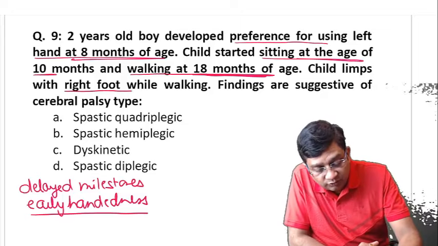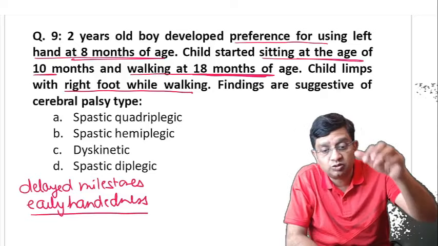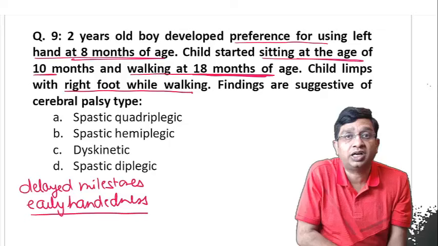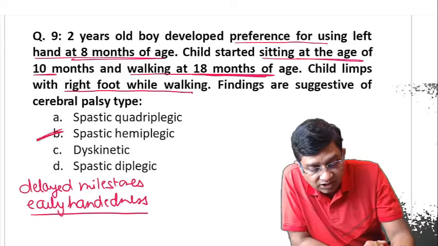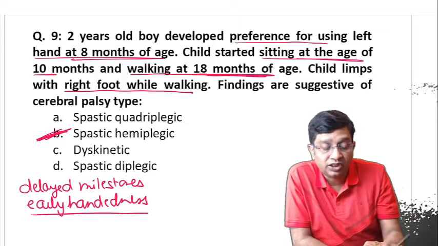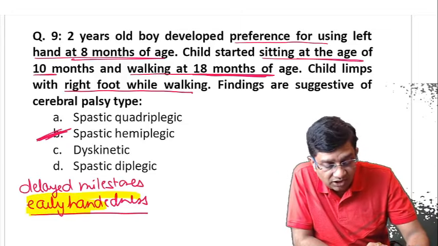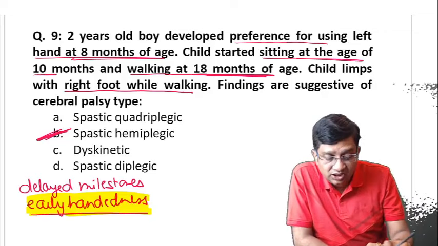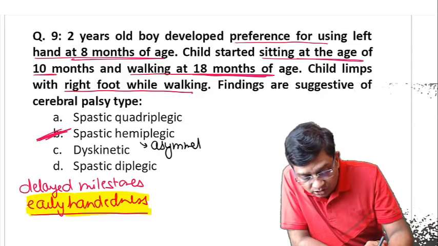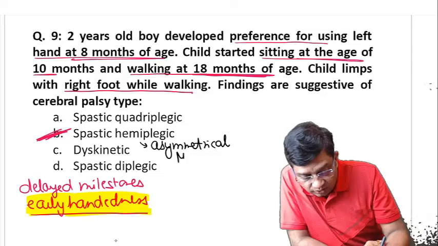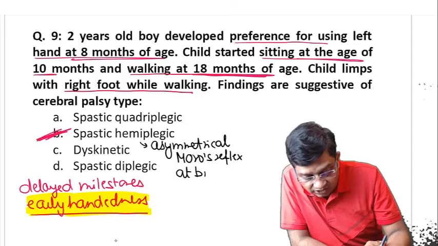Child limps with right foot while walking. So that means there is some problem in the right side. That's why he's using only the left hand. He's limping on the right foot. So all these findings are suggestive of the cerebral palsy, spastic hemiplegic type. In this spastic hemiplegic type, one finding which you should always remember is early handedness. Second, in this child, what you will get is asymmetrical Moro reflex at birth. You will get the asymmetrical Moro reflex at birth.